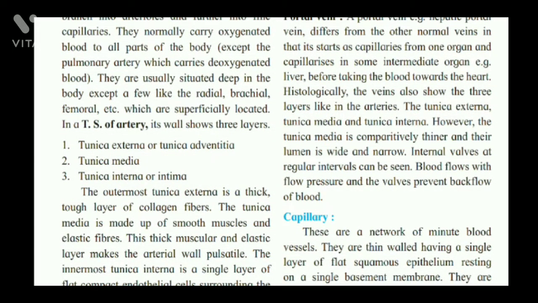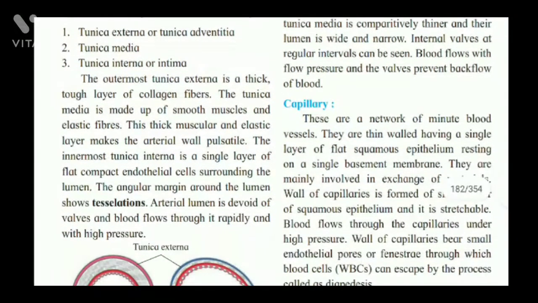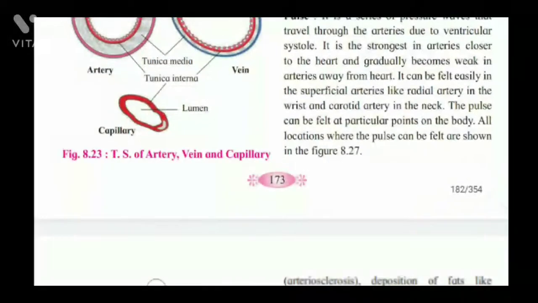The outermost tunica externa is a thick, tough layer of collagen fibers. The tunica media is made up of smooth muscles and elastic fibers. This thick muscular and elastic layer makes the arterial wall pulsatile. The innermost tunica interna is a single layer of flat, compact endothelial cells surrounding the lumen. The angular margin around the lumen shows tessellations. Arterial lumen is devoid of valves and blood flows through it rapidly with high pressure.